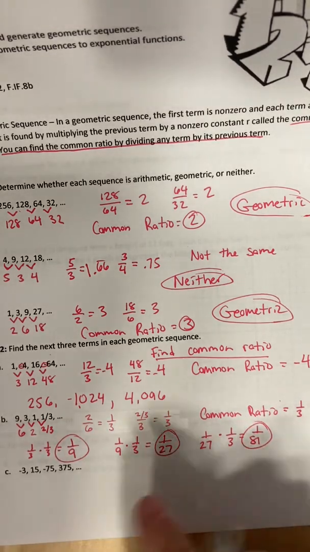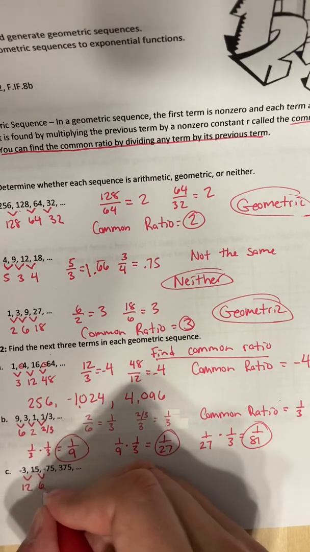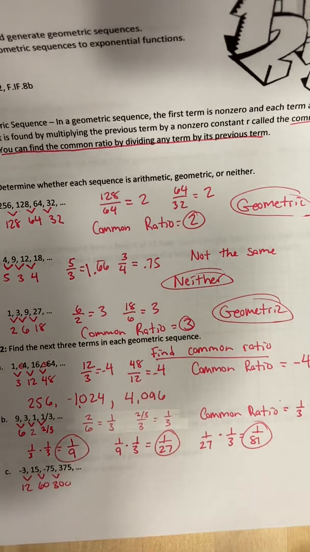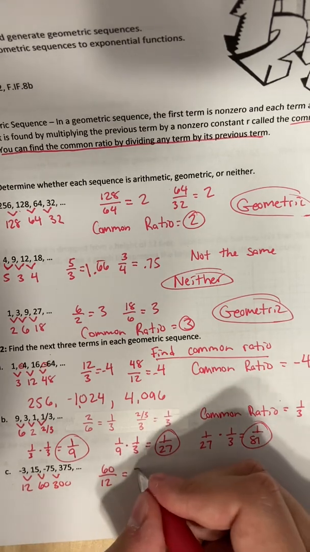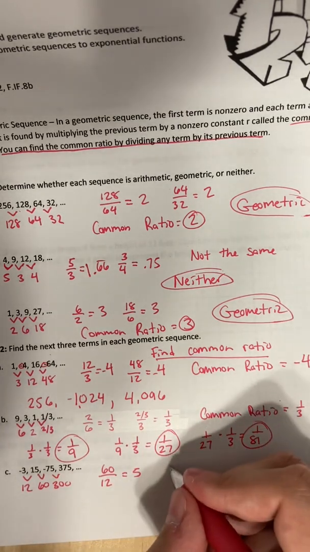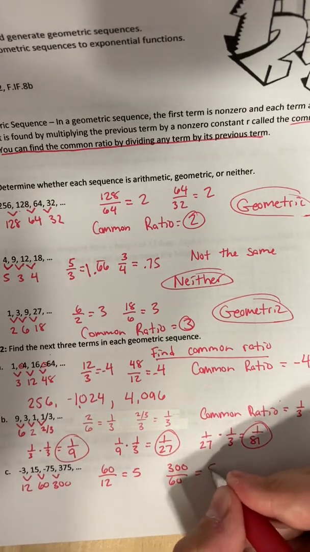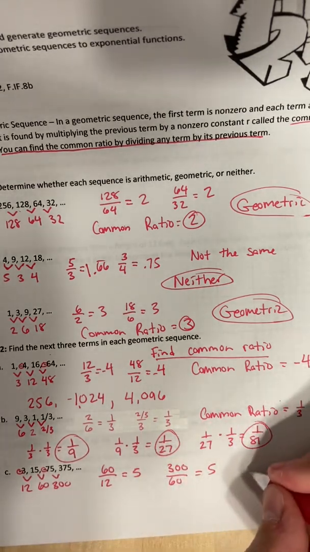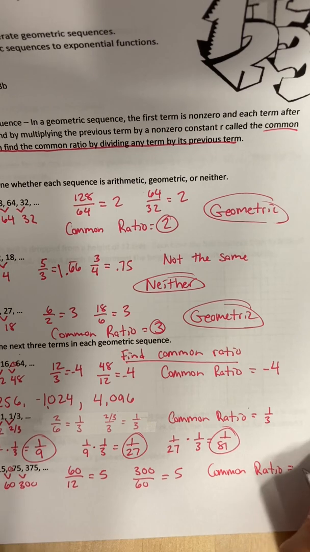All right, now let's look at the last one. The difference here is going to be 12. Difference here will be 60. Difference here is 300. Let's try and find that common ratio. So I'll take 60 divided by 12. Gives me 5. And 300 divided by 60 also gives me 5. And just remember, keep in mind these negatives here. So your common ratio for this one will be -5.